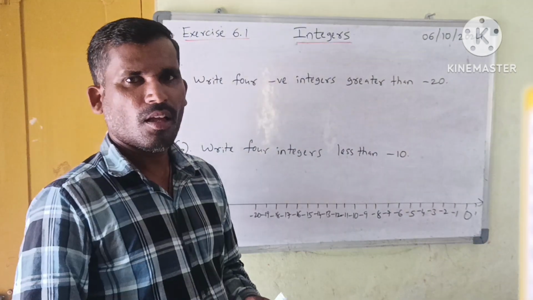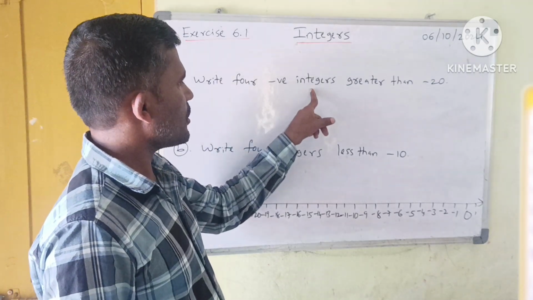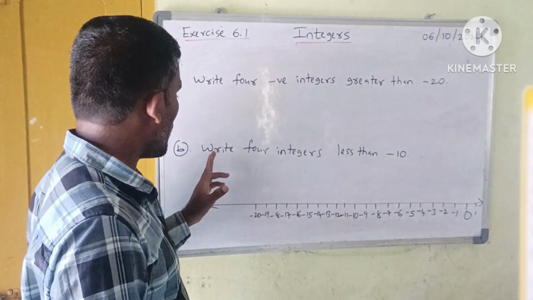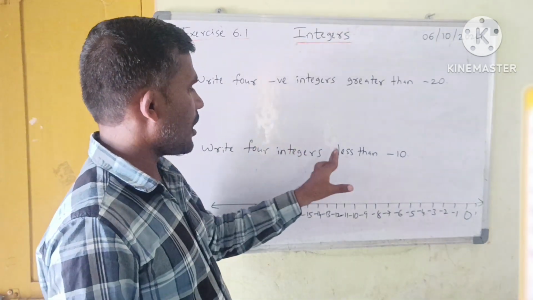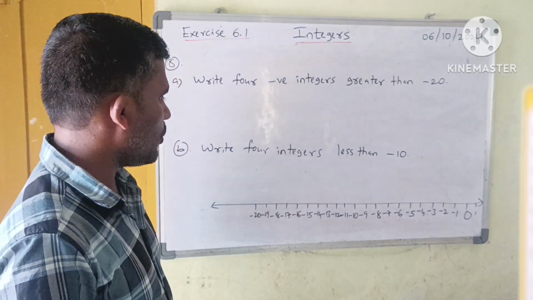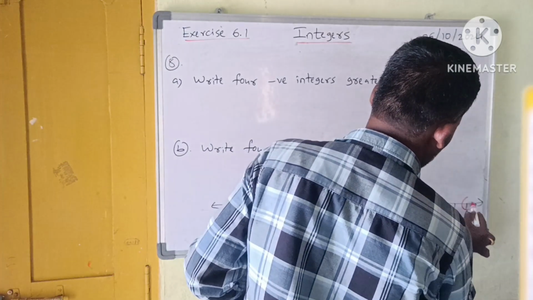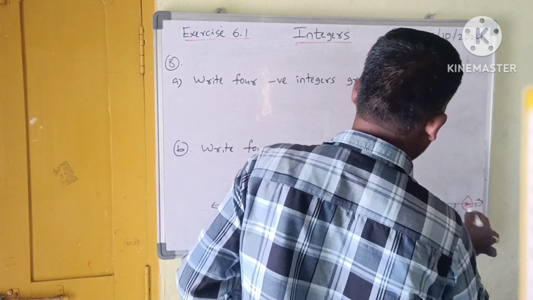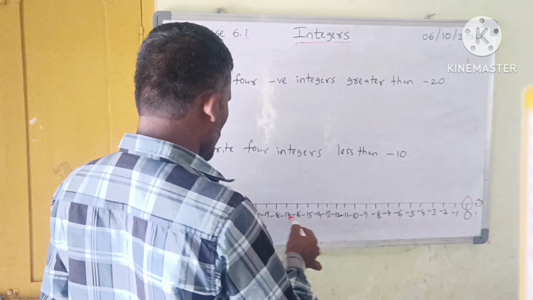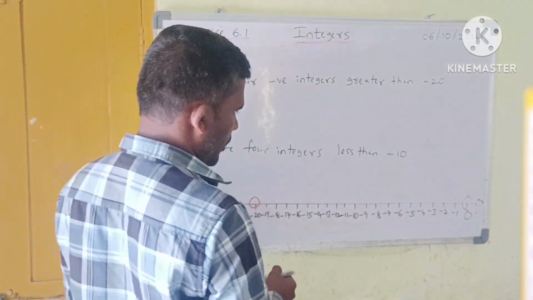Okay. Next, 8th bit. Write 4 negative integers greater than minus 20. Write 4 integers less than minus 10. So going to these two, again taking the number line. So this is the origin I am taking. Here, the right side is positive, and here all are negative. Here minus 1, minus 2, minus 3, and so on up to minus 20 we have taken.